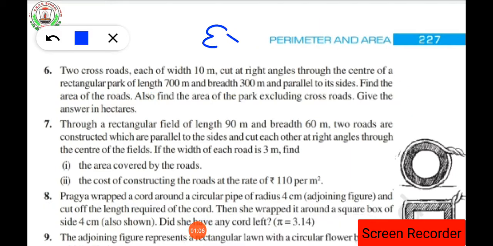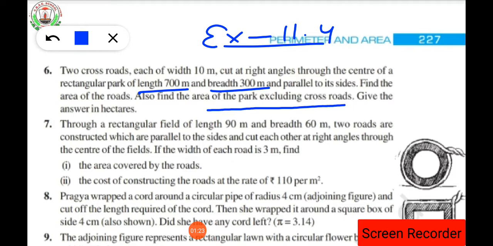On this screen, the length of the rectangular park is given as 700 meter and the breadth of the rectangular park is given as 300 meter, with roads parallel to its sides. Find the area of the road. Also find the area of the park excluding the road. And the road width is given as 10 meter. Clear? Give the answers in hectare. As we did the previous questions, in the same way we have to do this also. It will be more clear when I teach you the solution.